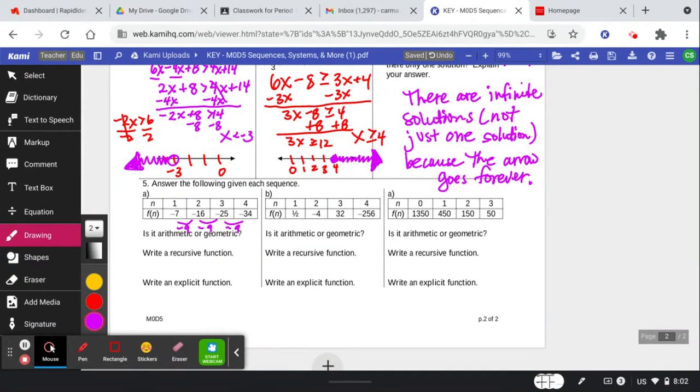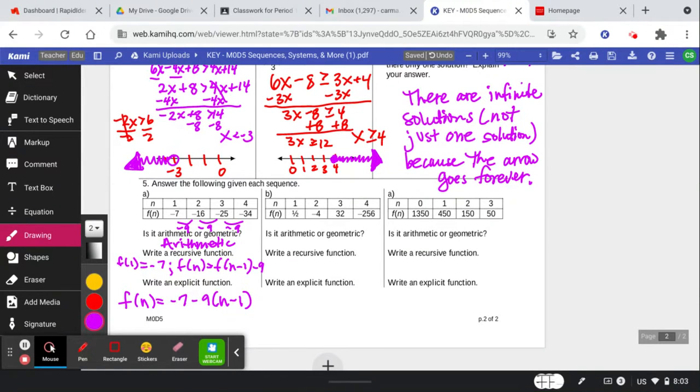-9, -9, -9. So since it's subtracting, we're going to say that this is arithmetic. And so writing the recursive, we're going to say f of 1 equals -7, and f of n equals f of n minus 1 minus 9. That's the pattern that's happening every time. And then we go write the explicit. Begins with -7 subtracting 9 every time to the big N minus 1.